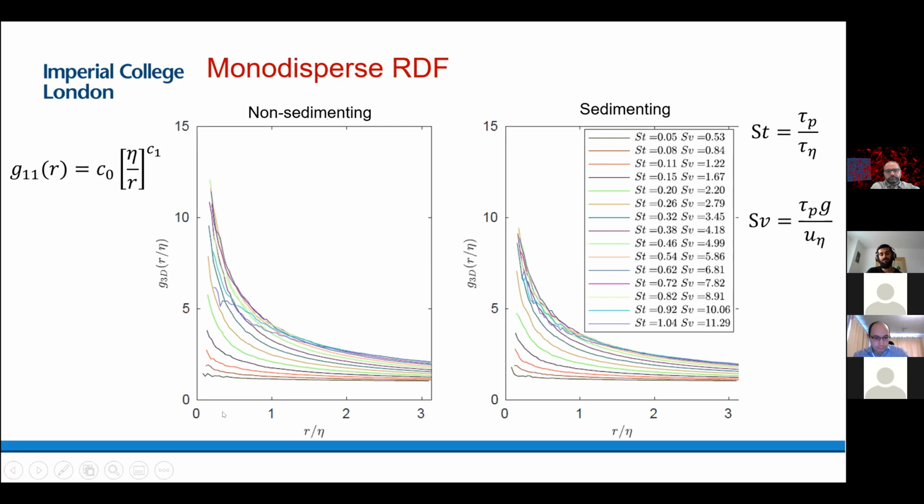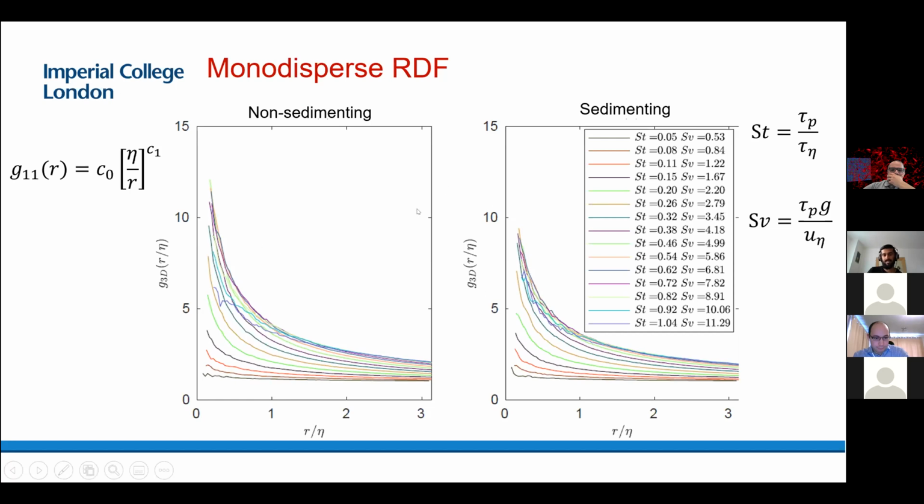There are various theoretical studies which looked at the possible reasons, and what they've seen is that there's an inverse power law relation at scales much less than the Kolmogorov scale. The mechanism behind this is that clustering occurs due to a balance between an inward drift velocity that particles experience due to inertia and the turbulence diffusion.